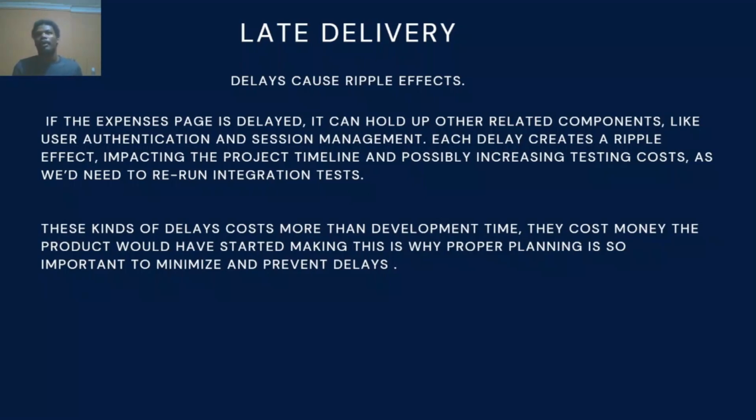If the project's timeline is delayed, then for every day the project is not up when it's supposed to be, that has a cost, because that's time the software could be making back revenue. So for every day it's not up, it's losing money. This will also increase testing time, and that's a cost. That's development time for the testing and rerunning integration tests, looking at things on both pipelines. These kinds of delays cost more than development time. They cost the money the product would have started making.